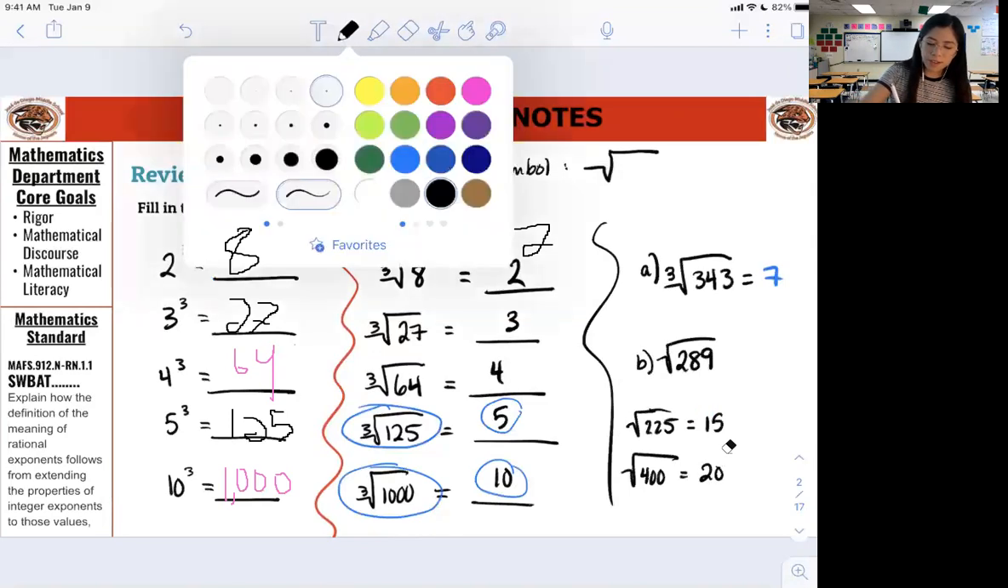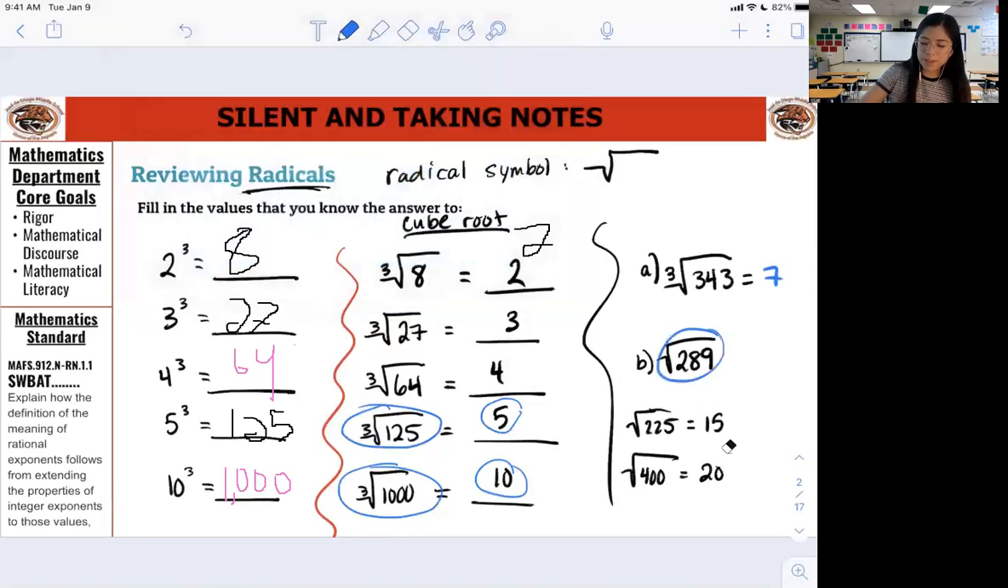So I know that whatever this is, it's going to be somewhere between 15 and 20. So now you can test out numbers. Check 16, check 17, check 18, check 19. Which one will give you 289? I see 17, good. When you check those out, you just see what you get until it matches.